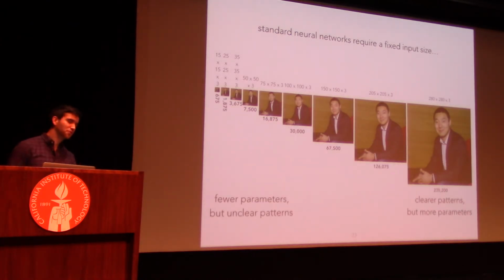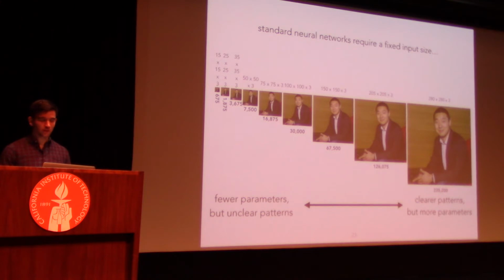And if we conversely use very small images, we could get away with fewer parameters because we only have, in the smallest case, 675 inputs. It's not too many, but it's really unclear what these patterns are. I'm not sure we'd really be able to distinguish whether or not it's Yisong if we were only using a 15 by 15 image. So we have to make some trade-off here, and we've got to think about this.